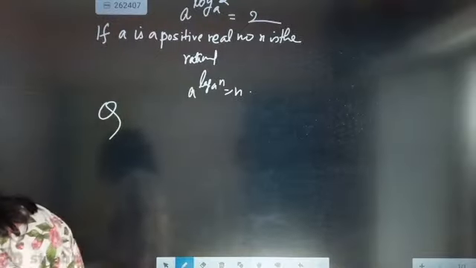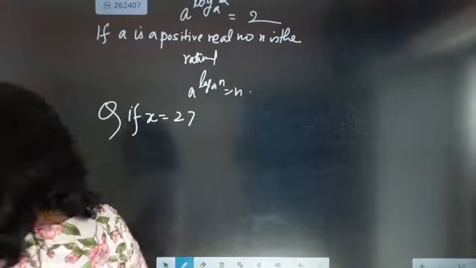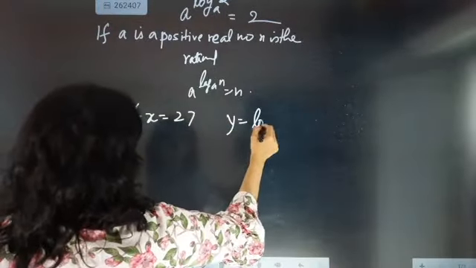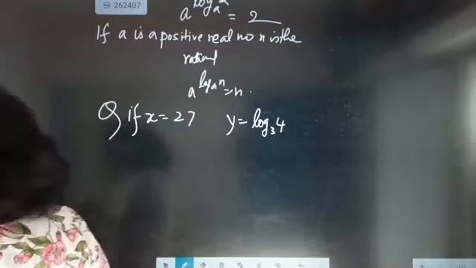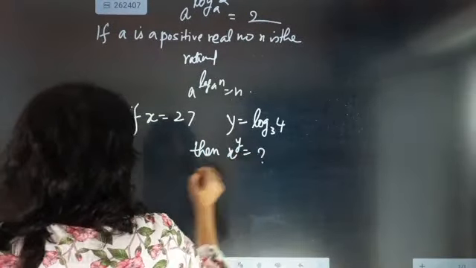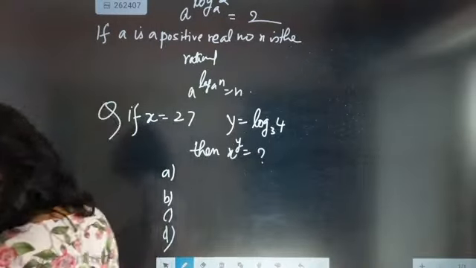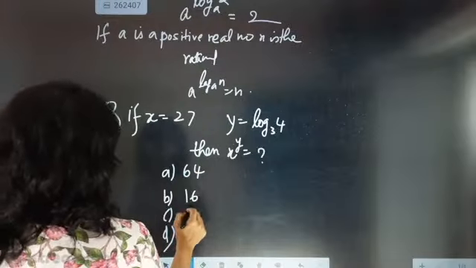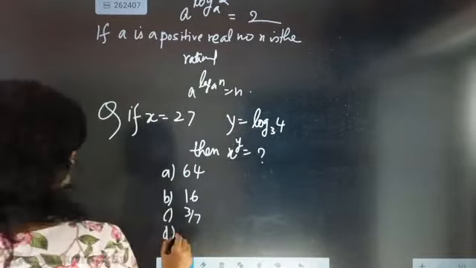Question is easy. If x equals 27 and y equals log base 3 of 4, then x to the power y equals what? First option, second option, third option, fourth option. Now the options are 64, 16, 3 by 7, and 1 by 16.